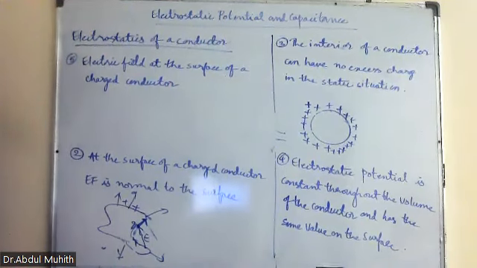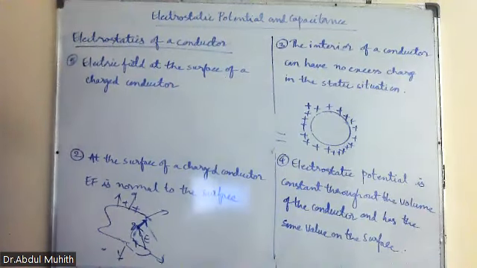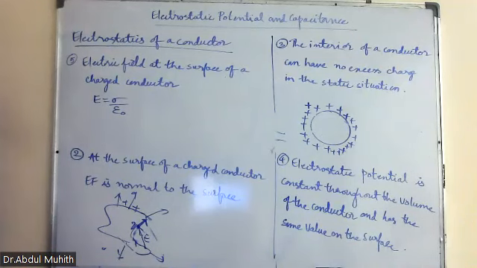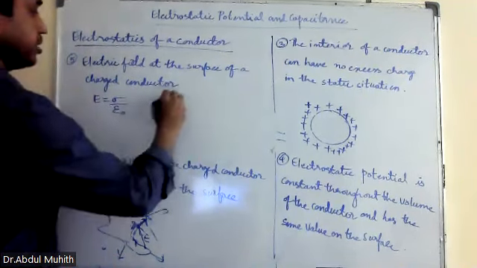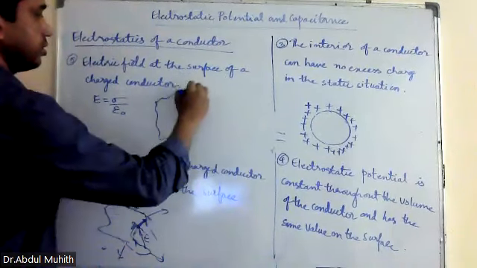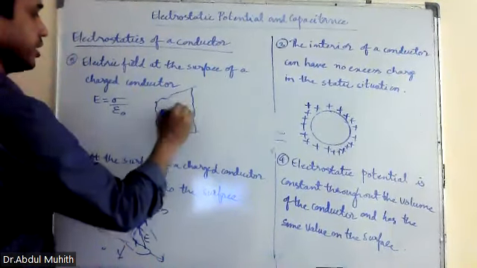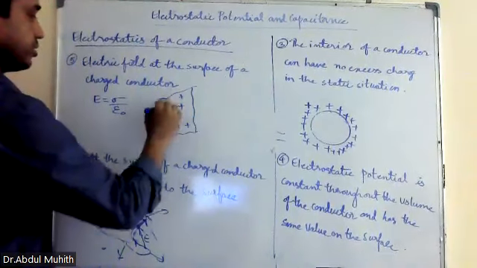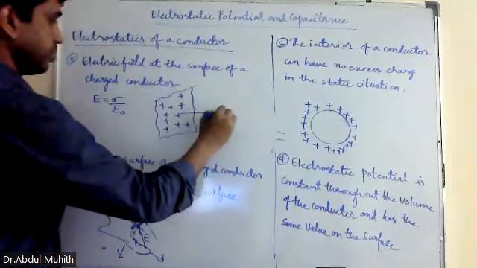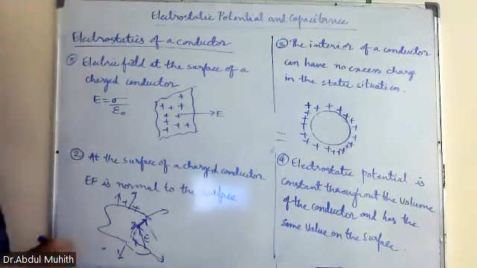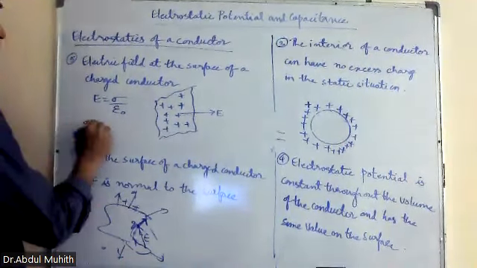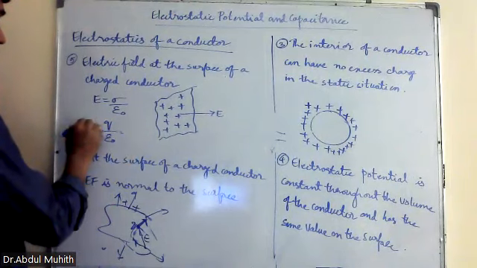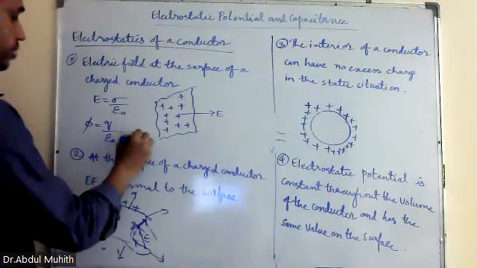Electric field at the surface of a charged conductor. So what is the formula here? E is equal to sigma by epsilon 0. We already know this one, right? Suppose there is a sheet here, and the charges are residing on the sheet, and the electric field is coming out. What is the formula here? We have flux phi is equal to Q by epsilon 0, and the second formula is phi is equal to E dot S.